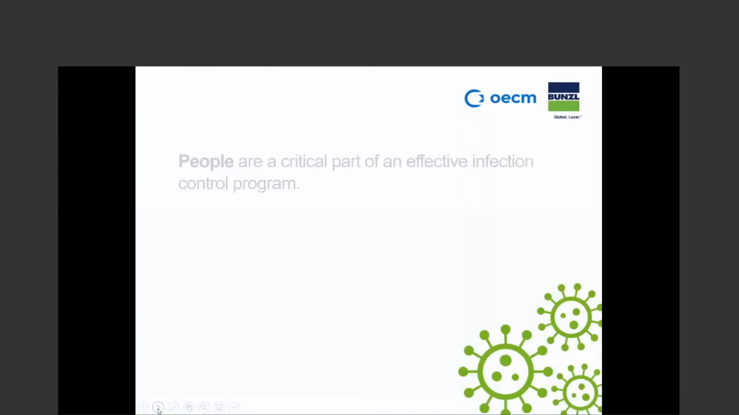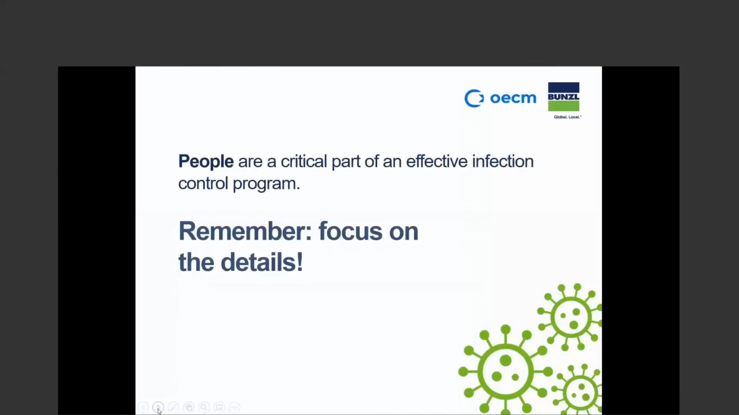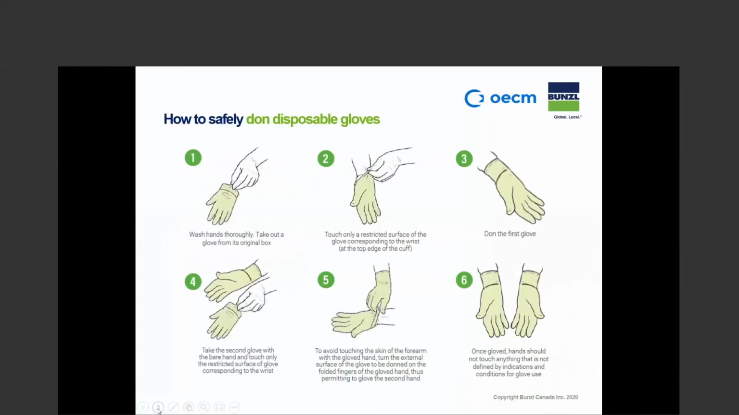The other big piece of this is training our cleaning teams and making sure they not only have the right products and the right tools, but they know how to use them. We sort of touched on that a little bit. People are a critical part of the program. They're the most critical. So we need to focus on the details and make sure that they have the information they need to, number one, do the job correctly and safely, but number two, to protect themselves.